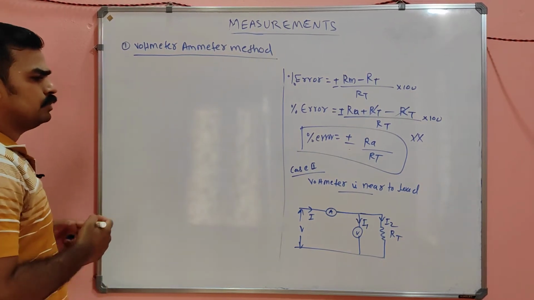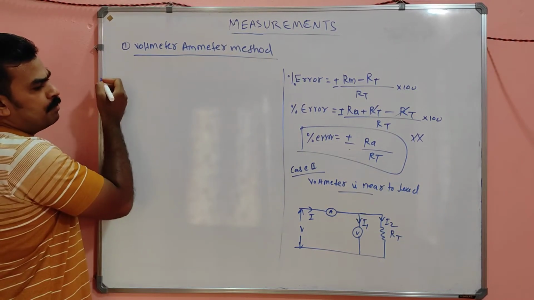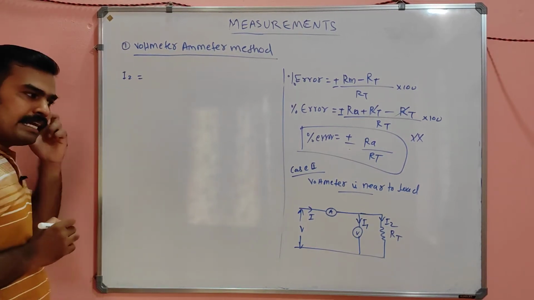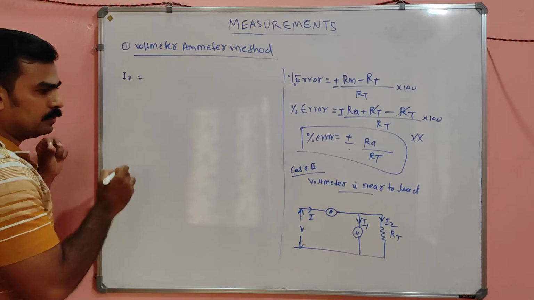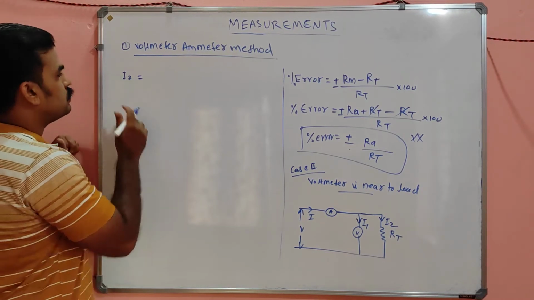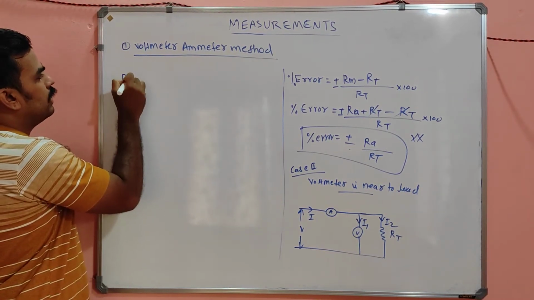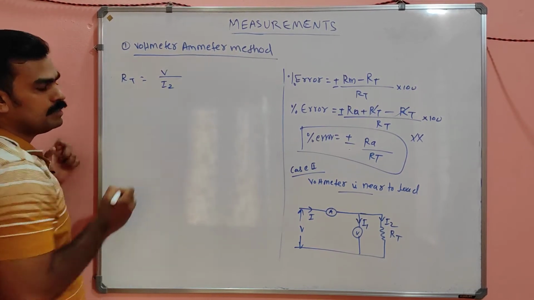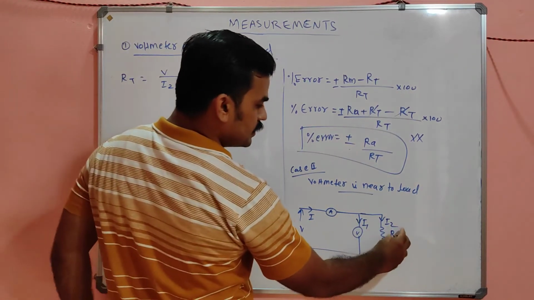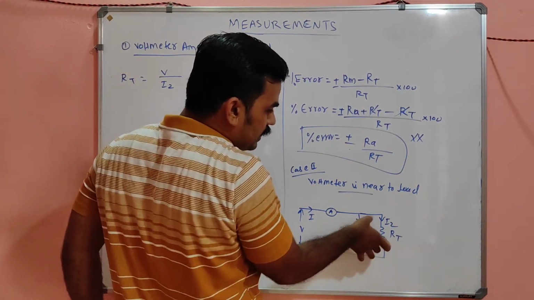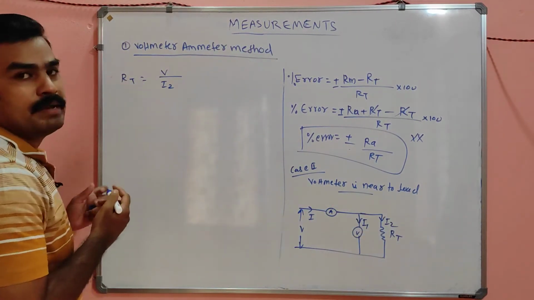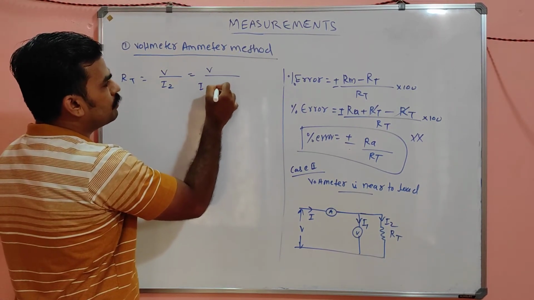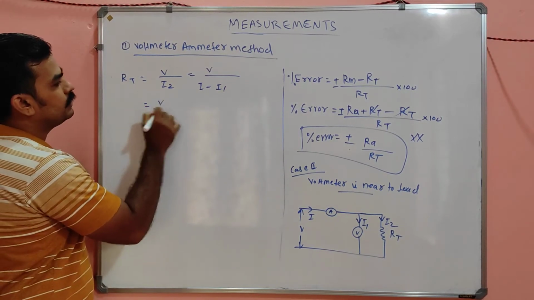Okay, my dear, so let's do that also. Tell me, what is I2? What is RT here? Directly you can write RT equal to V by I2. Am I right? RT is the resistance, which is the voltage across it divided by the current through it, R equals V by I. So it will be V divided by I2, and I2 is I minus I1.